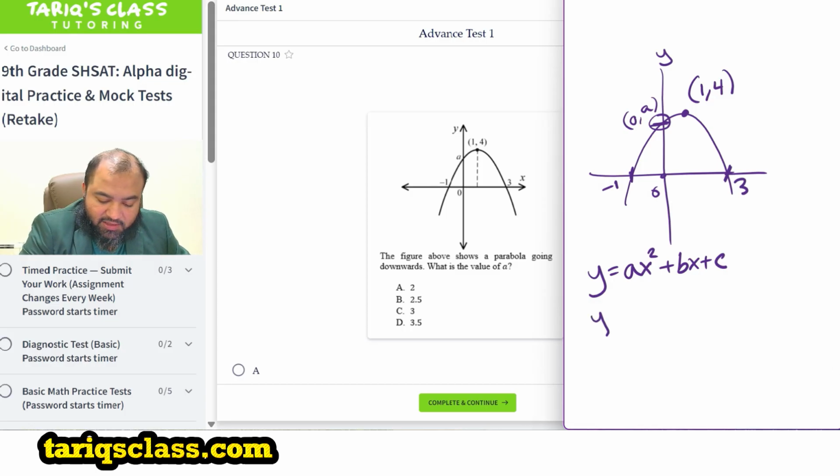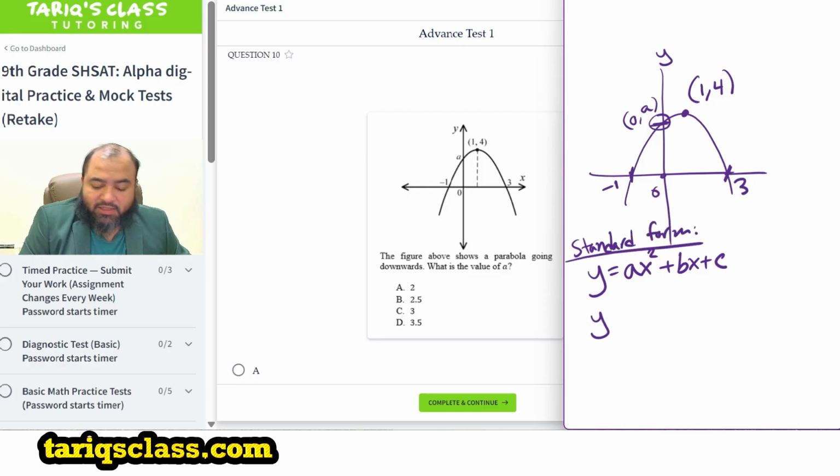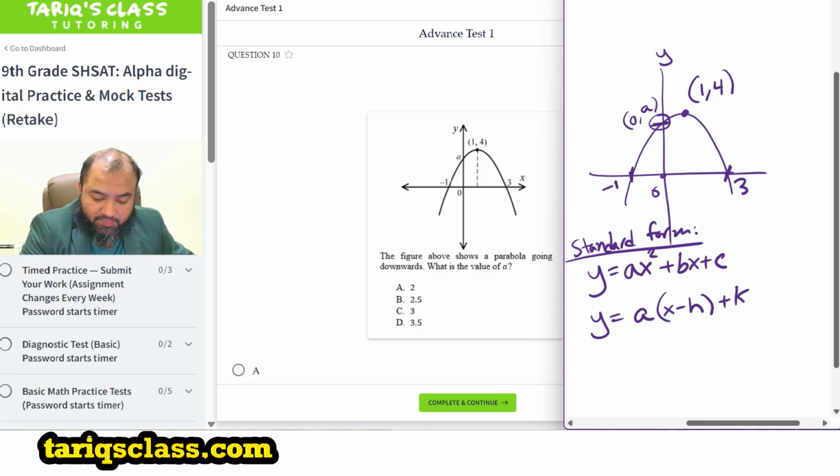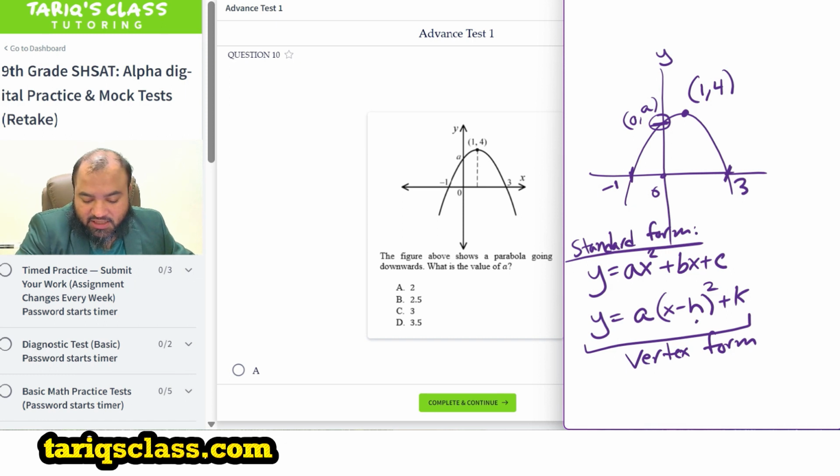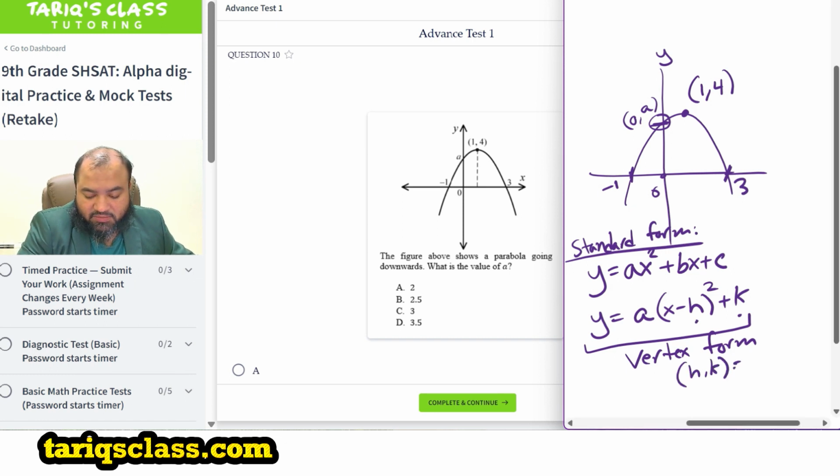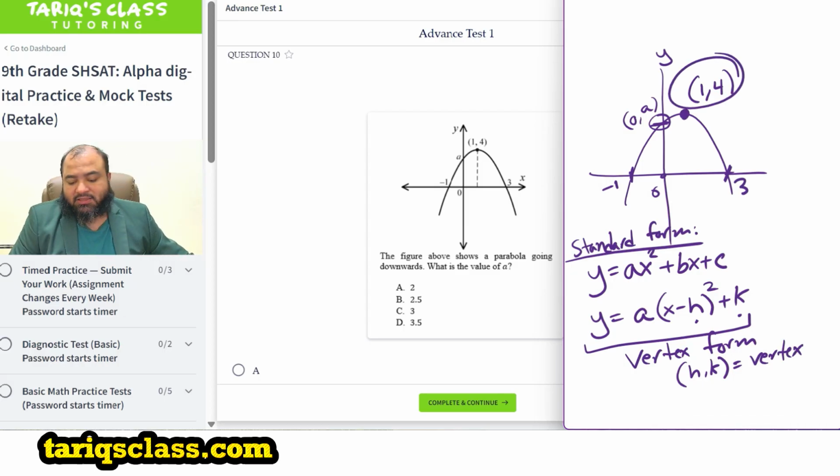Another way of writing the quadratic equation is, by the way, this is called standard form. So this is how it usually looks. But it can look another way, like y equal to a times (x minus h) squared plus k. This format is called vertex form. What do I mean by vertex form? You see the h and k, it is the vertex. What is the vertex? You see the top point here, 1 and 4? That's the vertex we're going to use. So h and k: h is 1 and k is 4.